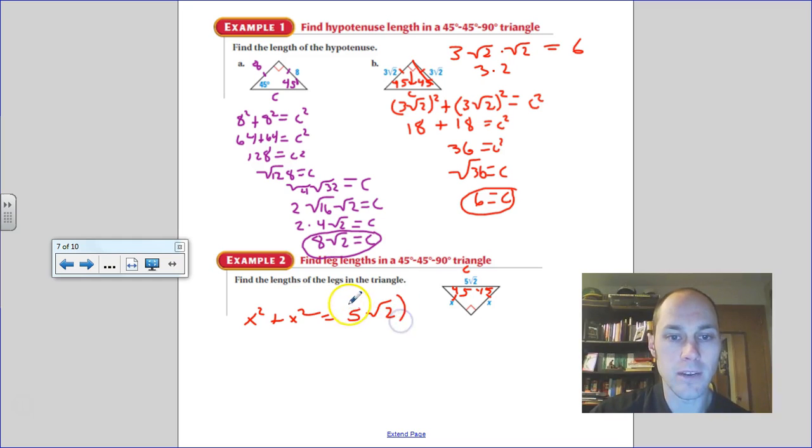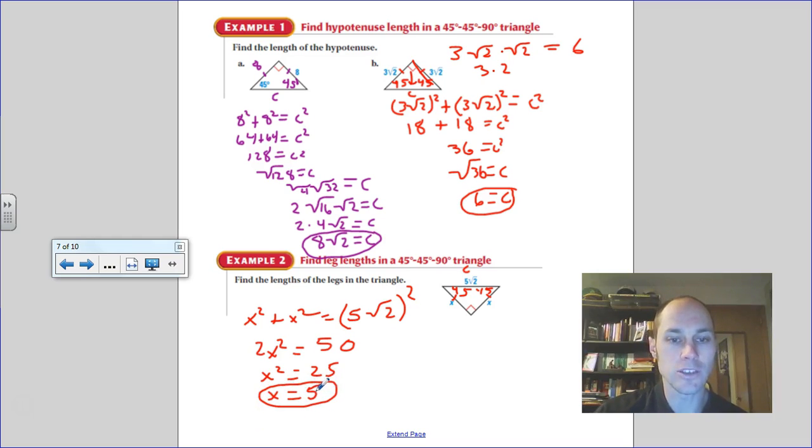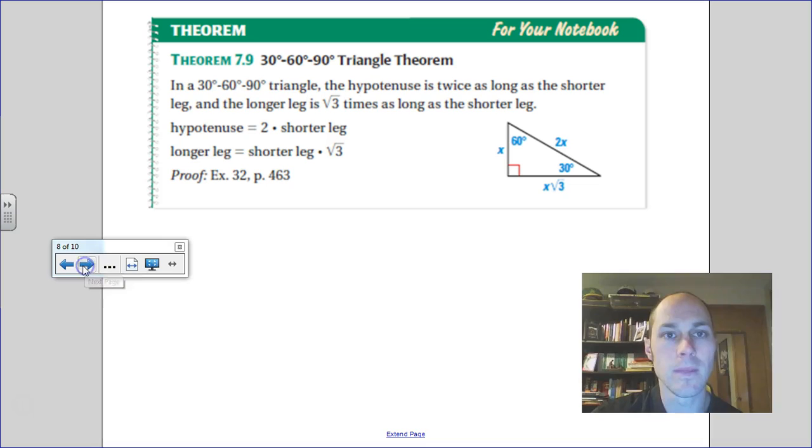And what happens then if we simplify? We get 2x squared on the left side of the equation. The right side, 5 times square root of 2 squared gives us 25 times 2, which is 50. Divide both sides by 2, you get 25, and then take the square root. X will be 5, which you can see there is that connection. 5 times the square root of 2 gives us our hypotenuse.